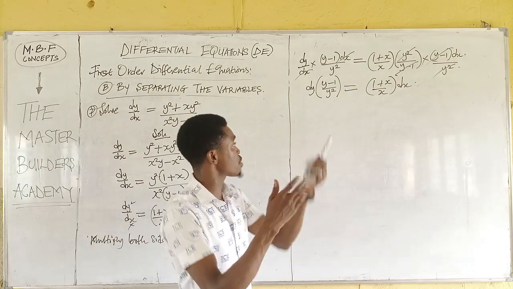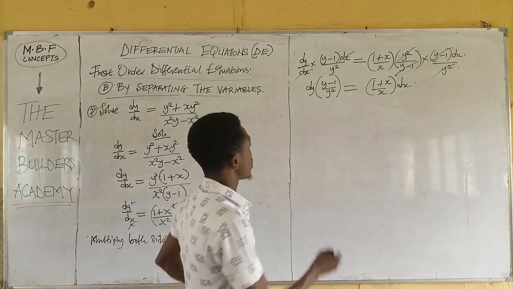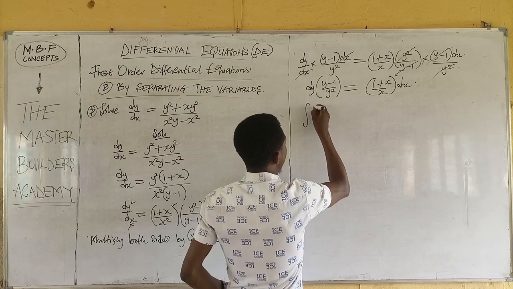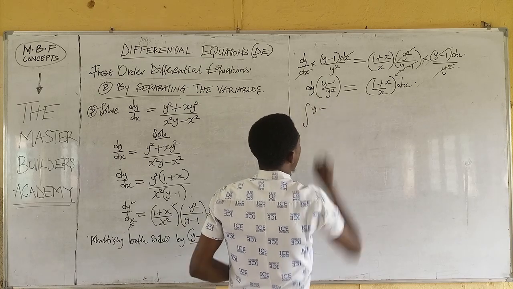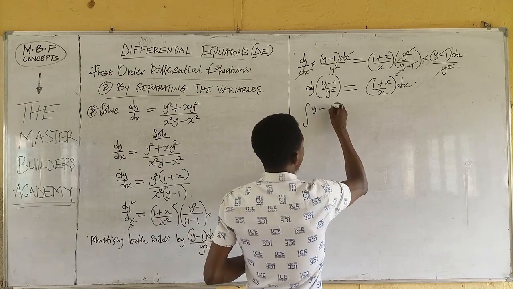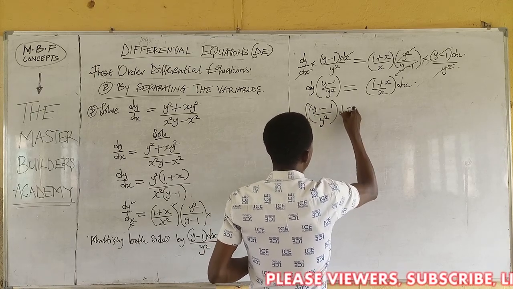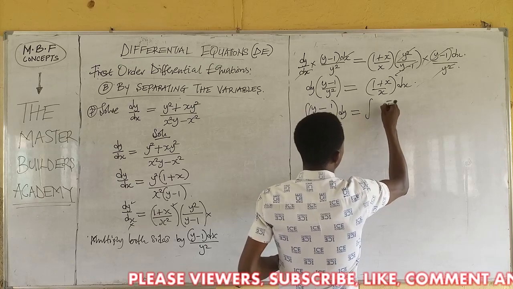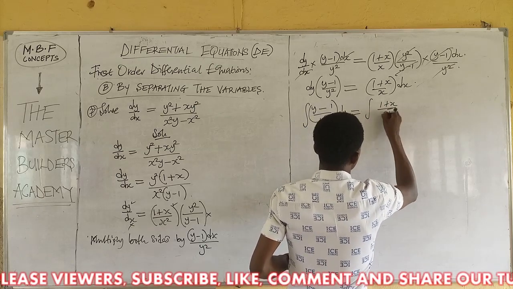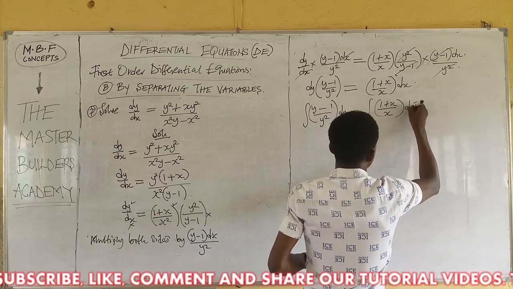We want to integrate because we have successfully separated x from y. So we introduce our integral and arrange this as y minus 1. Now guys, the integral of (y minus 1) over y squared dy is equal to the integral of (1 plus x) over x dx.